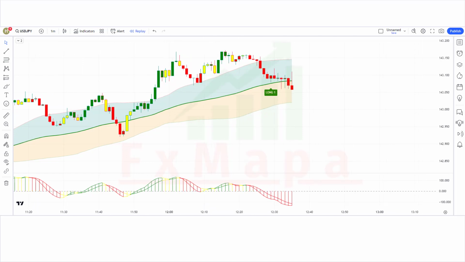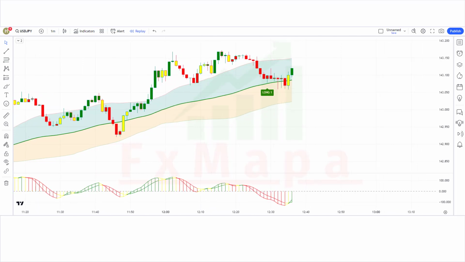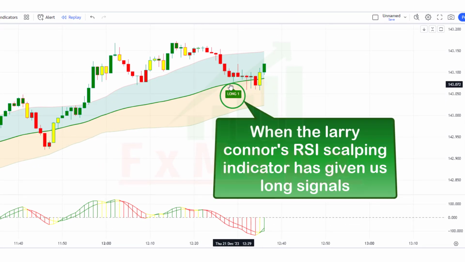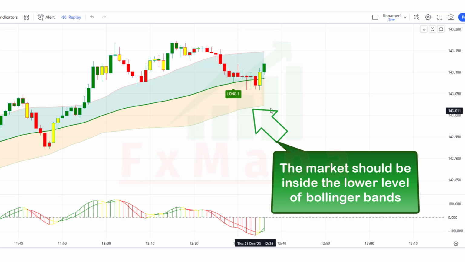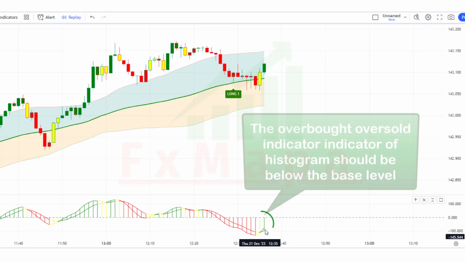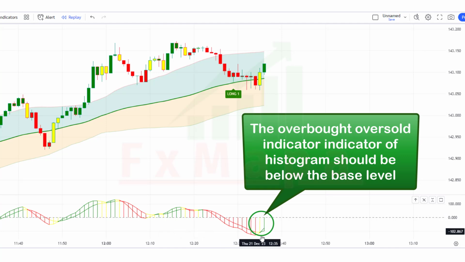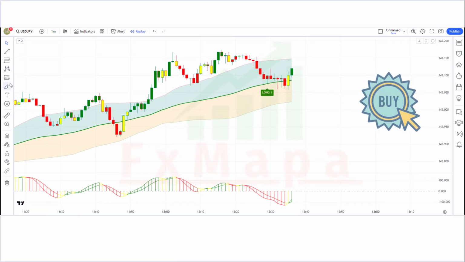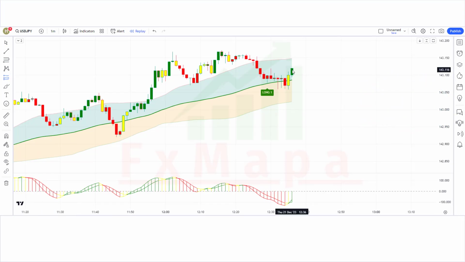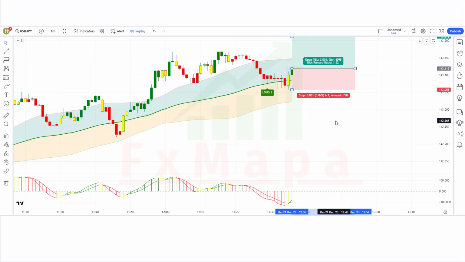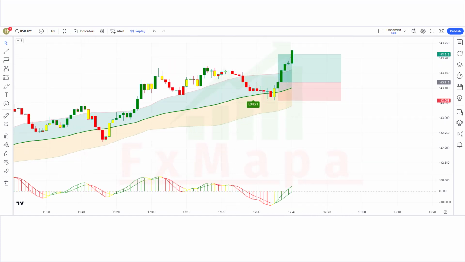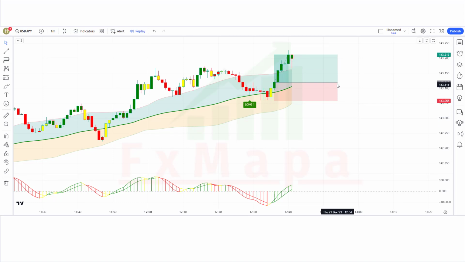Now, let's understand the concept where we will take buy and sell trades based on their conditions. When the Larry Connors RSI scalping indicator has given us long signals, when the market forms 2 bullish candles, the market should be inside the lower level of Bollinger Bands, and the overbought oversold indicator histogram should be below the base level. If this condition is fulfilled, then we will place a buy order. Our stop loss will be placed at the current market's lower level, and the risk to reward ratio will be 1:1.5. The market has completely hit the target.